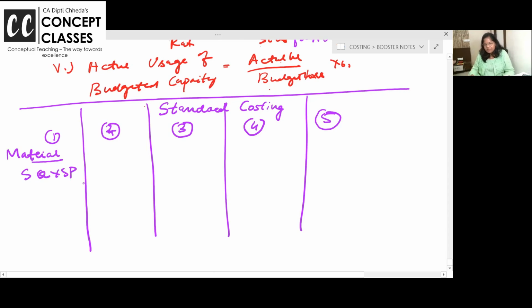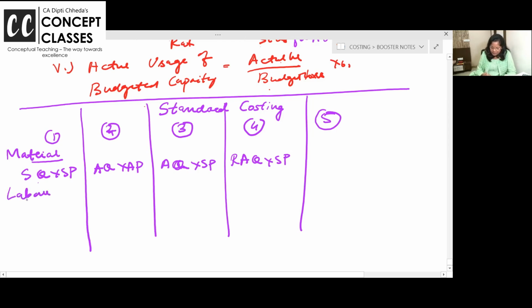Did you make the columns? In the booster notebook, not in your routine book. Standard quantity, standard price. Actual quantity, actual price. Actual quantity, standard price. Revised actual quantity into standard price. Revised actual quantity is actual quantity only but in standard price.